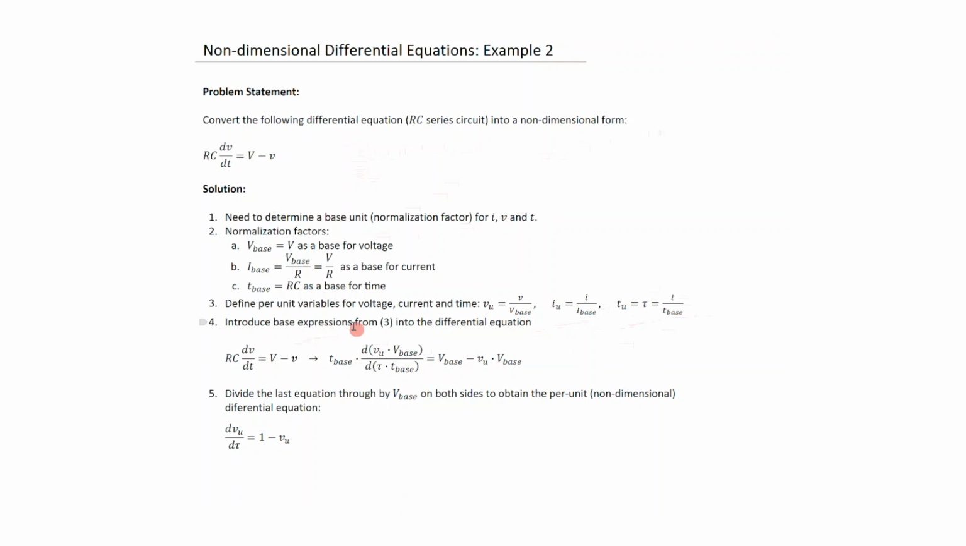We introduce these base expressions, these ones, into the original differential equation. So just substitute for V and for T, and what do we end up with? There's the substitution for V, for T, V basically minus VU V base. Okay, so divide the last equation through by V base on both sides, and we end up with this per unit equation.